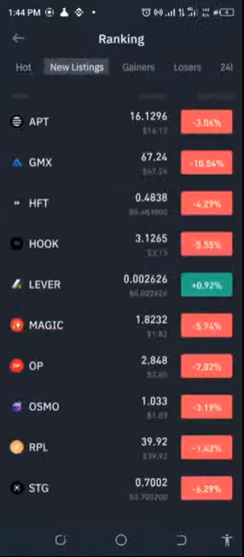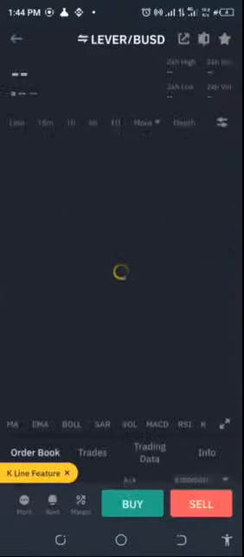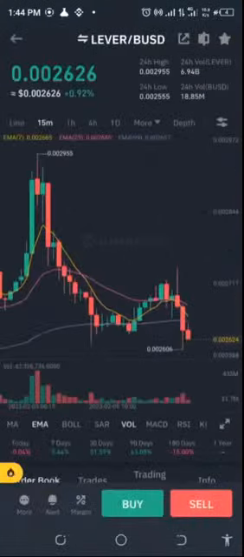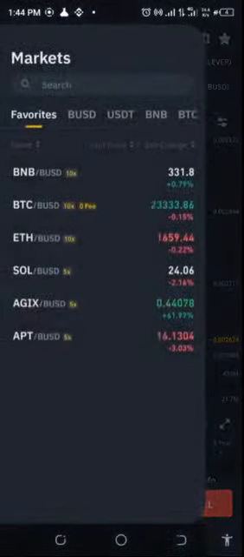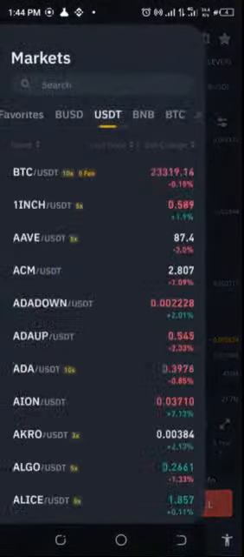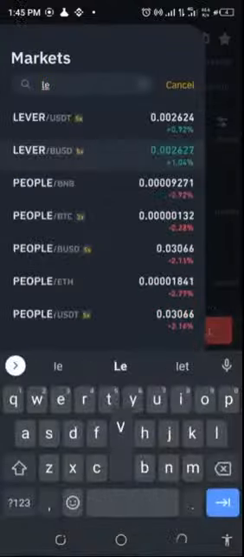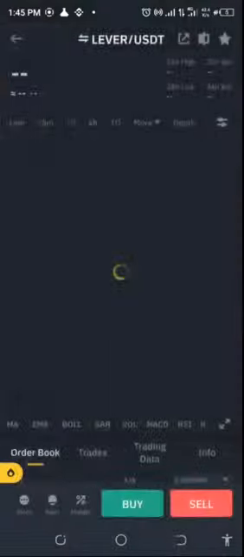There are some different pointers or parameters that we use to select a particular coin. Now, for our purpose, because we are using a very small amount of money to test, we are going to be looking for a coin that's quite cheap, not too expensive, so that we can use that to gain more profit. So I'm going to choose this one called lever. You can see it's automatically showing lever BUSD, but I want it to be lever USDT. So let me put lever and then go for the USDT version.